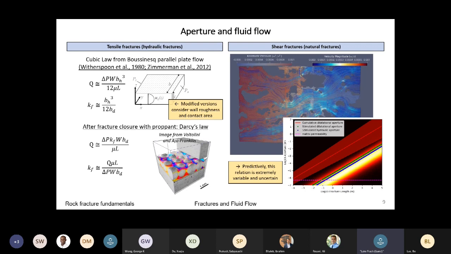And then on the bottom right, I'm showing an image from my current work where I'm looking at trying to develop, you almost want to call it a universal scaling theory to link fracture dimensions to their permeability. But calling it that seems a little bit presumptuous. But that is, in effect, what I'm trying to do right now, to try to better capture the uncertainty of the real world in how we parameterize fractures in models.